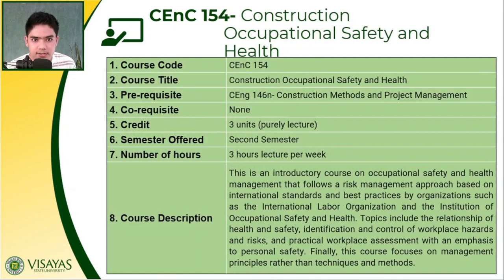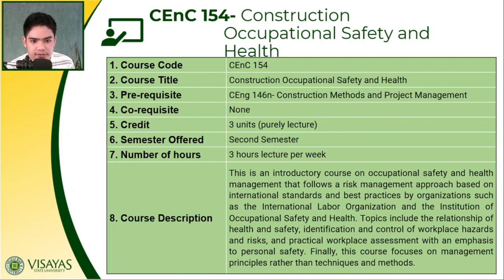The second to the last course is the Construction Occupational Safety and Health, also known as COSH. Your COSH still has the prerequisite CN 146N, which is your Construction Methods and Project Management. We have 3 units of lecture for the credit. Second semester is the semester offered for this course, and 3 hours lecture per week. For the course description, this is an introductory course on occupational safety and health management that follows a risk management approach based on international standards and best practices by organizations such as the International Labor Organization and the Institution of Occupational Safety and Health.